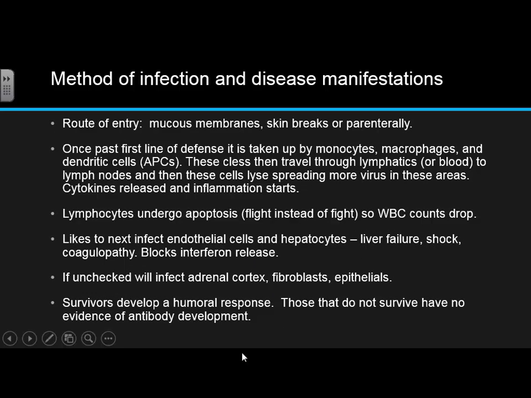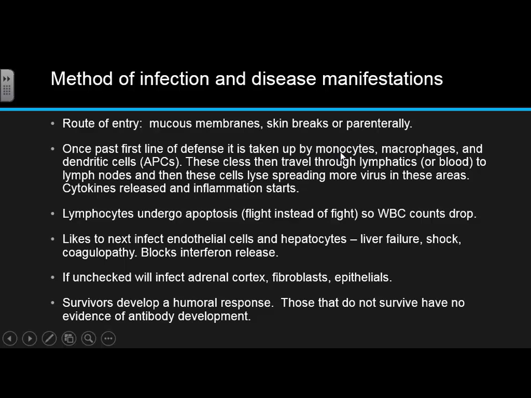So, method of infection and disease manifestations. It has to get in. And it's easiest if it gets in via your mucous membranes because that's not a very thick cellular layer for it to invade. Or breaks in the skin, or parenterally. But remember, it has to be contact. Contact with fluids. Any type of fluid from an infected person. Once inside, our barriers are considered our first line of defense.